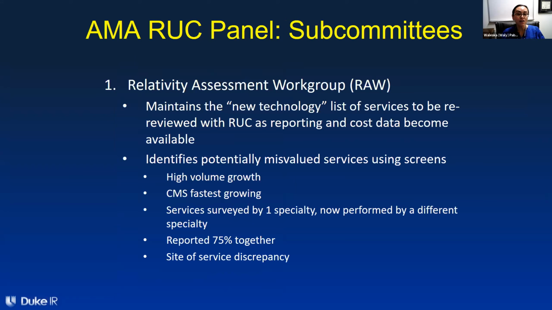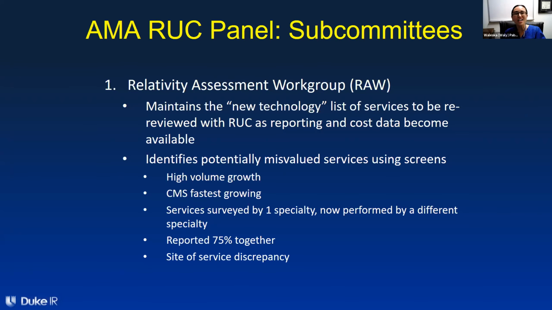The RUC panel is divided into 3 subcommittees. The first subcommittee is a Relativity Assessment Work Group, or the RAW. That subcommittee is responsible for maintaining the new technology list of services to be re-reviewed with RUC as reporting and cost data become available. What does that mean?